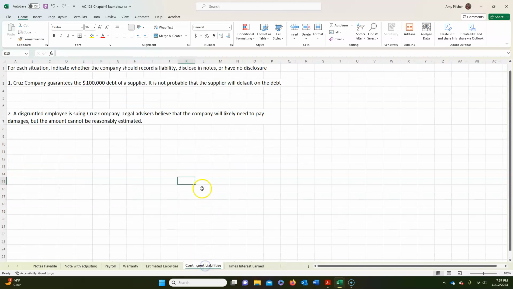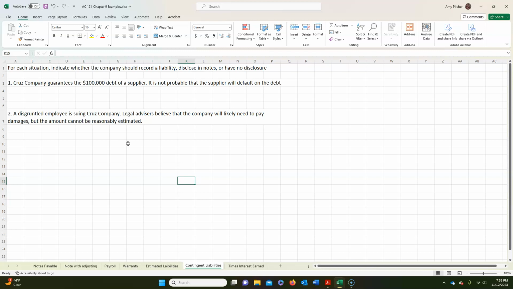The next example talks about contingent liabilities. And what we want to know is when we have to report a contingent liability. A contingent liability is when we have the potential that there might be a liability, but there's no guarantee that it's going to happen. So we have to determine, do we need to record a liability? Do we need to disclose that liability in notes, or is there no disclosure?